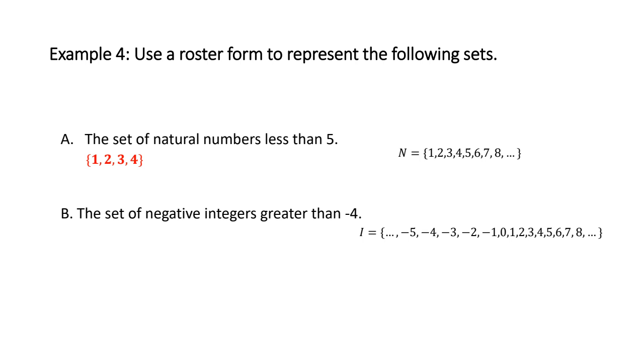-4 is greater than -5. But notice that it says greater than -4, so -4 should not be included. It should be the next one. The next numbers that are greater than -4 would be -3, -2, and -1. And even though 0, 1, 2, and 3 are greater than -4, because any positive number is greater than a negative, it's saying negative integers, so I need to stop at -1. So the answer for this would be -3, -2, -1.